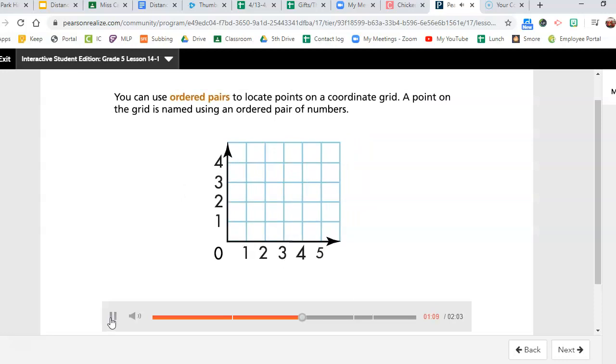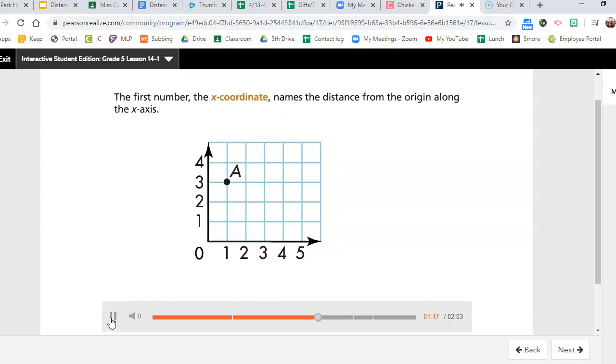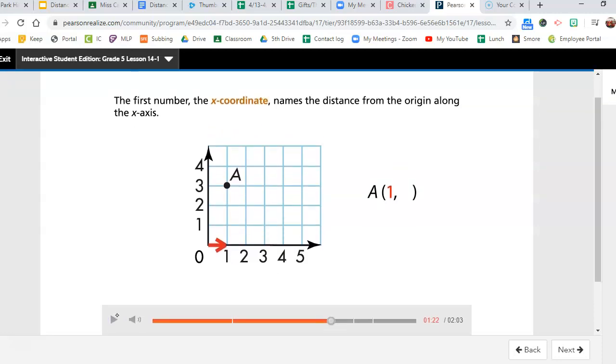So we can use ordered pairs to locate points on a coordinate grid. A point on the grid is named using an ordered pair of numbers. So right now they have point A. Okay, and we're going to use the numbers on the x-axis and the y-axis to describe this point. First, along the x-axis, which is along the bottom, we're going to see how many we go over. We go over 1 time. So in the first spot, we're going to put a 1.